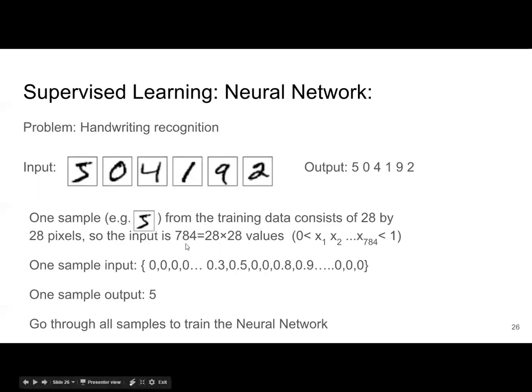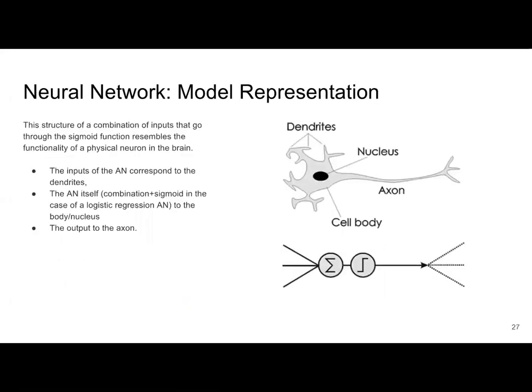So in this example, what's the input? That's the thing we feed into our program. It is actually 28 by 28 pixels, and each value is the color of that pixel. So one sample input will look like 0, 0, 0, 0, then 0.3, 0.5, 0.7, then a bunch of 0s, then 0.8. The values are normalized between 0 and 1. The correct output is the digit we expect. Then we go through all the samples again and again, learning parameters so it does the right classification.